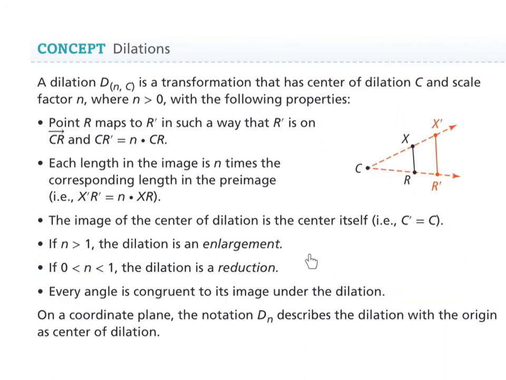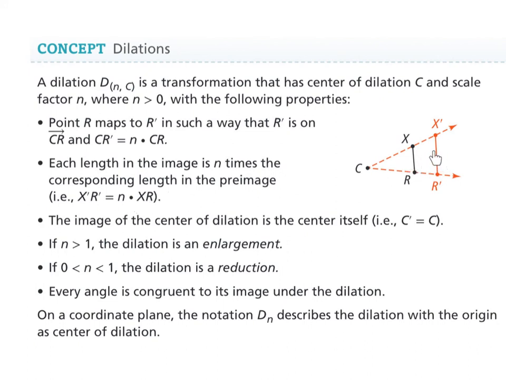So just a couple more properties that we want to talk about. Dilations preserve angle measurement. So every angle in a dilation will end up being congruent to its original measurement, right? If I look at angle CRX and angle CR prime X prime, those two angles end up being congruent. Same thing with CXR and CX prime R prime. These two angles would be congruent.